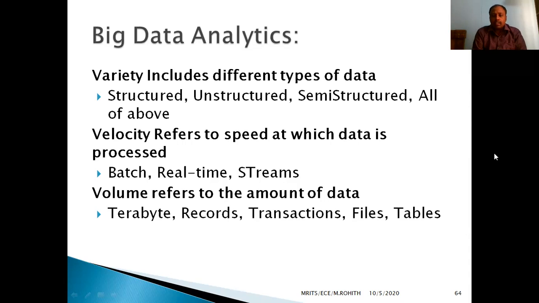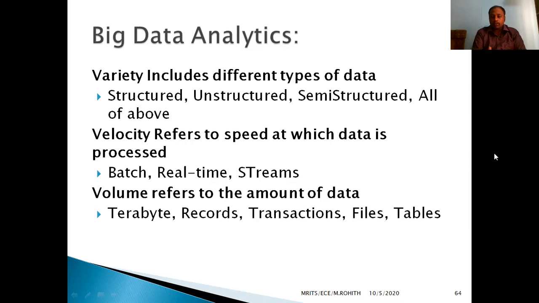If it is only the storage of some images and voices, that is unstructured. So like that we have types of varieties. Now coming to velocity, it refers to the speed. So this data has to be stored in which way?